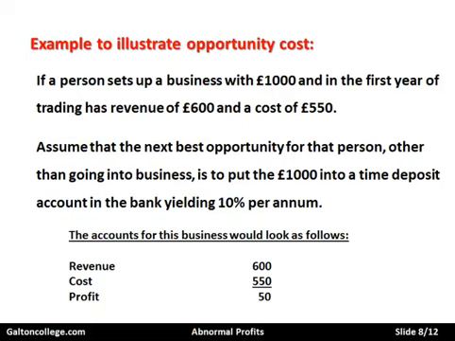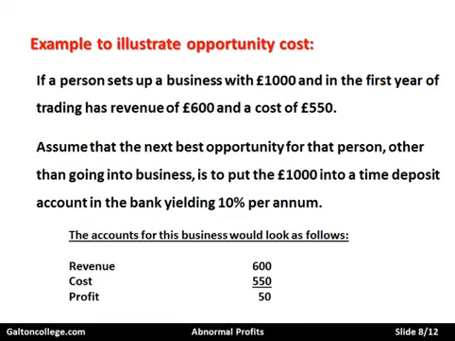Seems reasonable. But that figure does not take into account the £1,000 which was invested, which could have been put into the bank and would have yielded 10%. In other words, the person is giving up £100 immediately, 10% of the 1,000. That's what the person would have got had he or she put the money into the bank. So there's £100 straight away not accounted for.